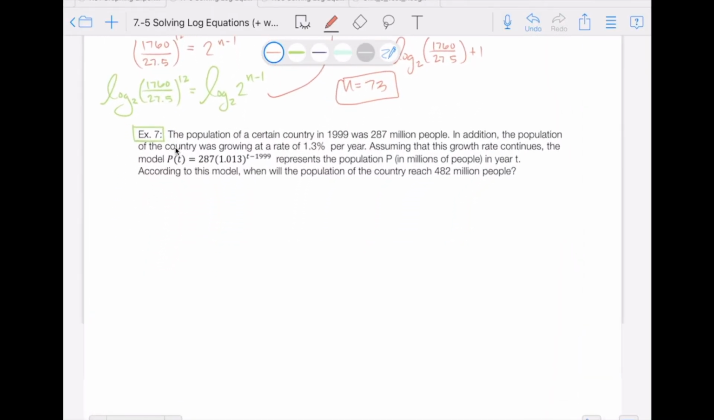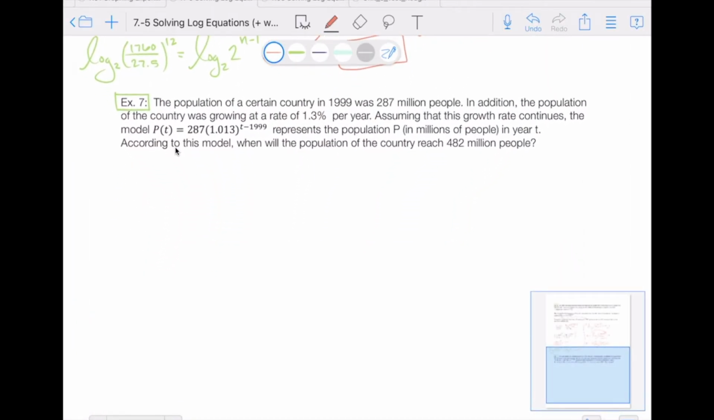All right, and the last question. A population of a certain country in 1999 was 287 million people. In addition, the population of the country was growing at a rate of 1.3% per year. Assuming that this growth rate continues, the model P of t equals 287 times 1.013 to the t minus 1999 represents the population P in millions of people in year t. According to this model, when will the population of the country reach 482 million people?